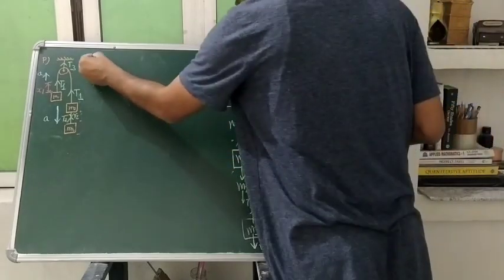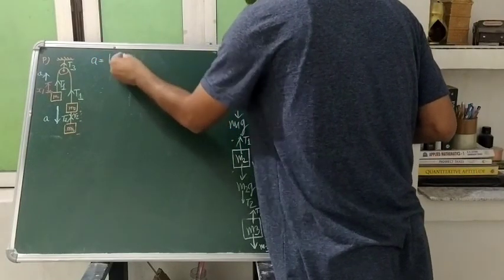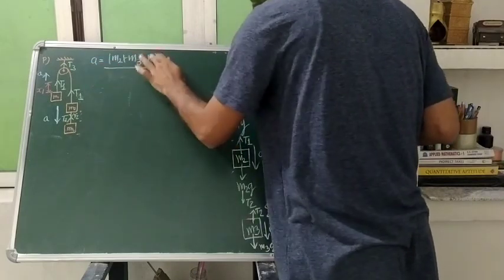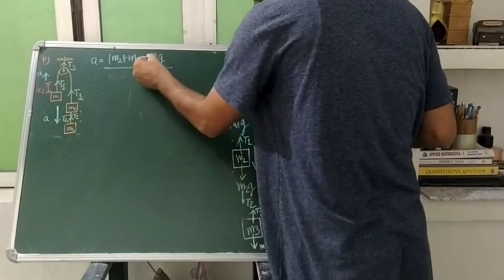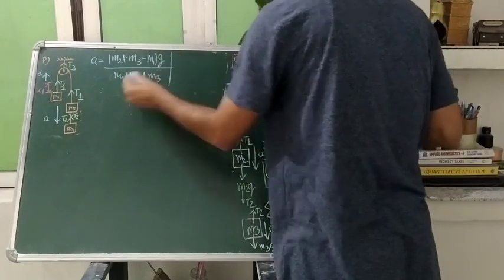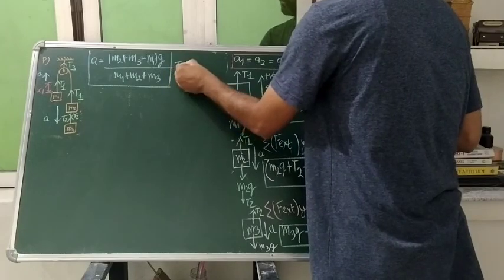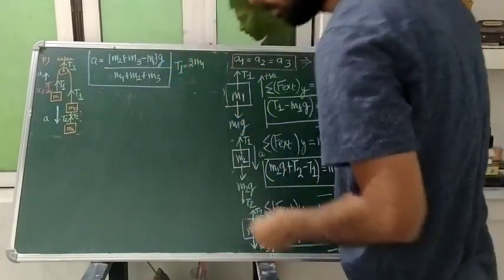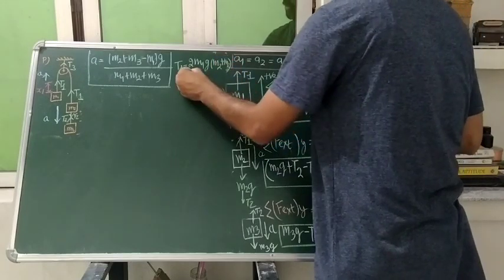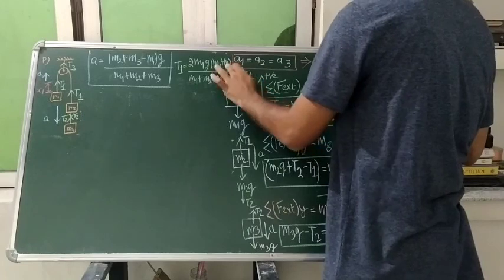So what was the expression of acceleration we were getting? Acceleration we were getting equal to (m2 plus m3 minus m1) times g divided by (m1 plus m2 plus m3) here only, and the expression of T1 was equal to 2m1g times (m2 plus m3) divided by (m1 plus m2 plus m3).